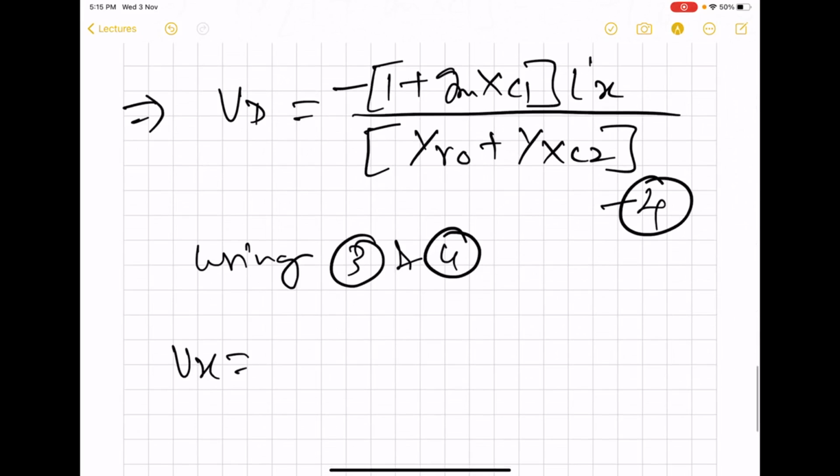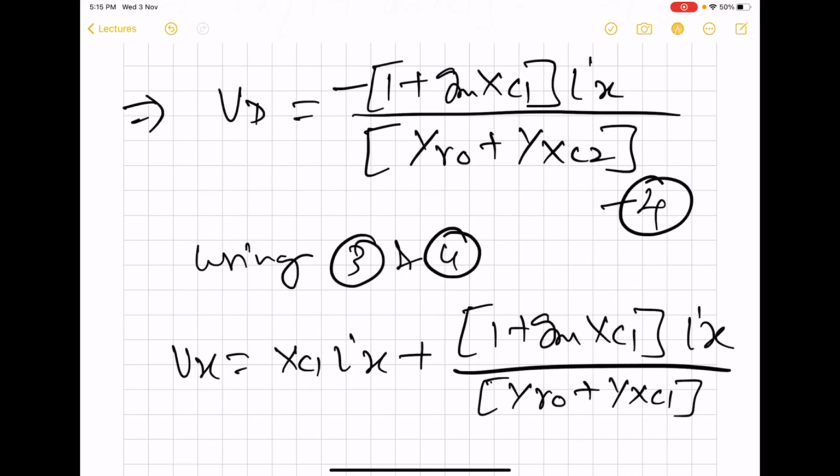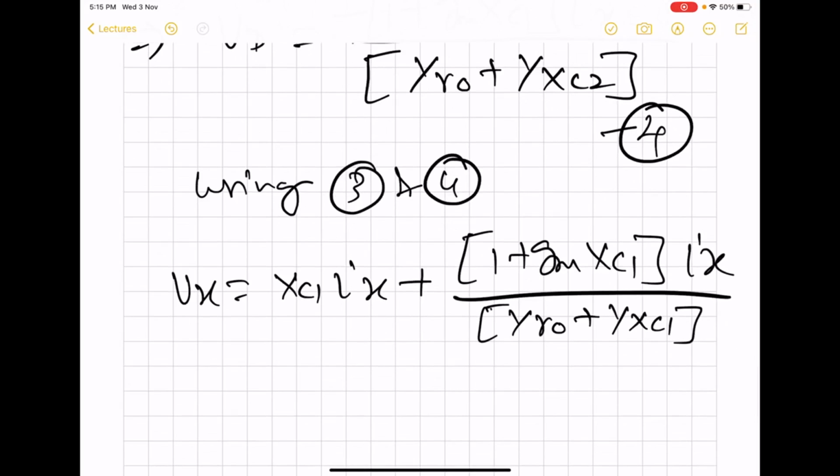So Vx becomes Xe1 Ix plus 1 plus Gm Xe1 Ix divided by 1 by R naught plus 1 by Xe1. So now we will have to find out Zin.